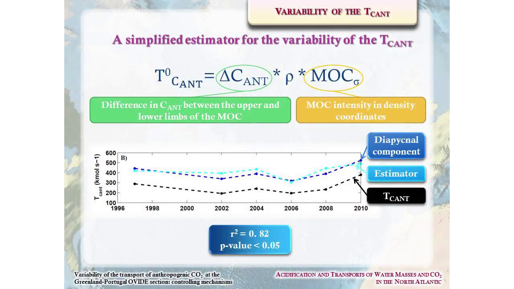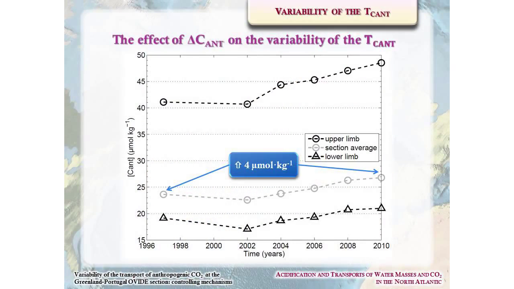So based on this, we propose an estimator to help clarify the effect of the circulation changes and the changes in the concentration of anthropogenic CO2 on the transport of anthropogenic CO2 across the section. This estimator is based on the difference between the mean value of anthropogenic CO2 in the upper and lower limbs of the meridional overturning circulation, and on the intensity of the meridional overturning circulation computed in density coordinates. It is expected that the estimator is a good approximation of the diapycnal component, and in fact, the estimator and the diapycnal component are well correlated.